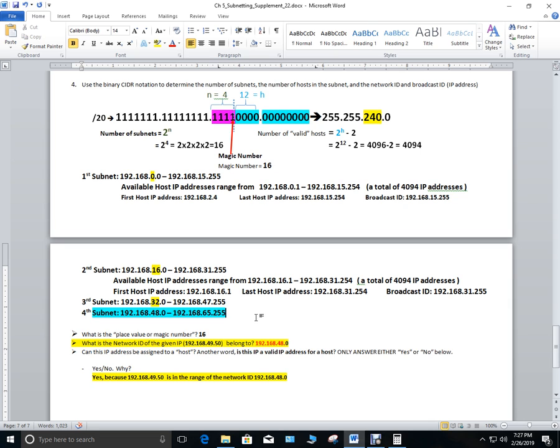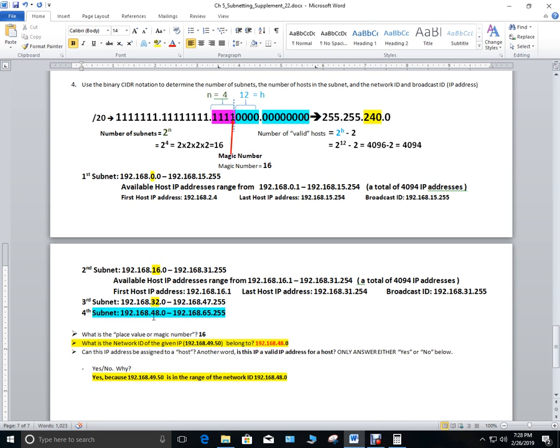Okay, alright, let's answer the question. What is the total or the place value or magic number? Well, that is 16. We find it right here. Now, what is the network ID of the given IP address right here? Well, the given IP address right here is .49.50. So .49.50 falls between this IP address right here.